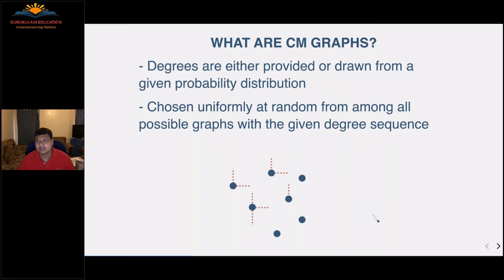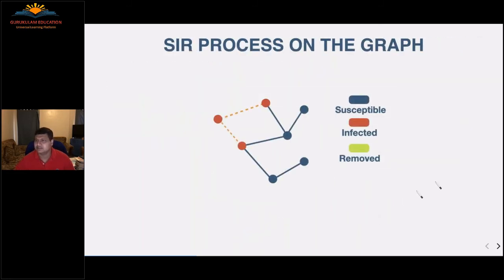Now, how do I run the epidemic process on this network? So I think there's a question there. Okay, yeah, thank you. Yeah, please feel free to interrupt me if you have any questions. I'm trying to go slow and keep it at a very basic level, but if you are curious to know the mathematical details, I'll be happy to share more details.